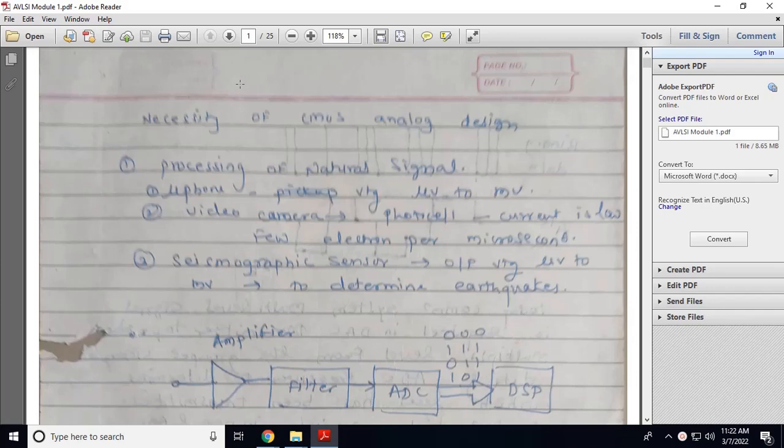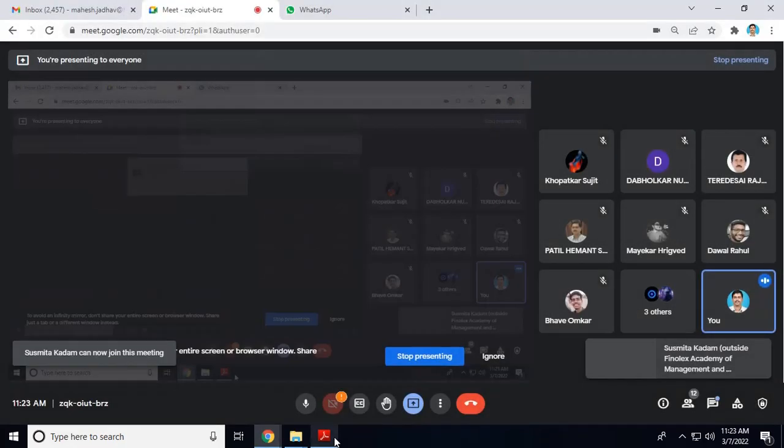For example, the microphone. The output voltage of a microphone is in analog form, that is microvolt to millivolt. A microvolt or millivolt signal is not sufficient for processing, so we need an amplifier and a filter. This is the analog part. When you speak into a microphone, that signal which is very low, in microvolt or millivolt, we have to convert into volts.